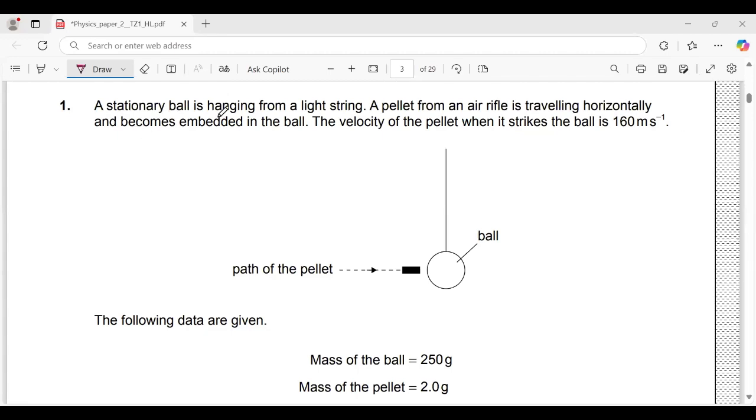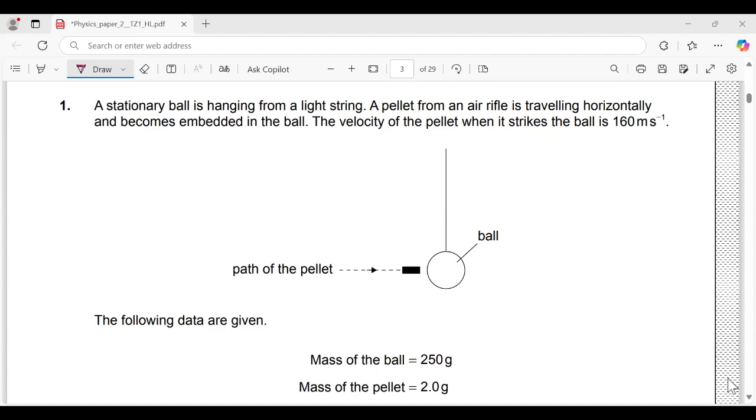A stationary ball is hanging from a light string. A pellet from a rifle is traveling horizontally and becomes embedded in the ball. The velocity of the pellet when it strikes the ball is 160 meters per second. This is the diagram. This is the path of the pellet, and this is the ball.